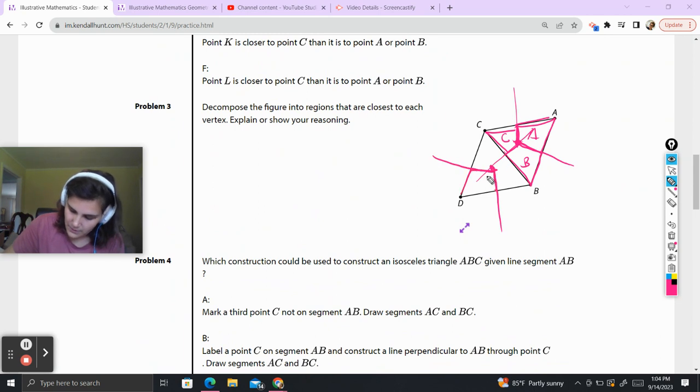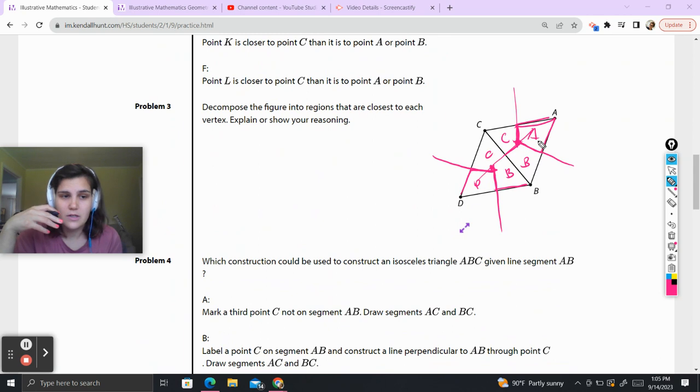We end up with this region, which is closest to D, this region that is closest to C, and this region over here that is closest to B. So we can actually combine these 2 regions. So these are the regions that are closest to C, and these are the regions that are closest to B. These are the ones that are closest to D, and the ones that are closest to A. And that's it. So that's how you identify the regions that are closest to the vertex. Let's go on to the next question.